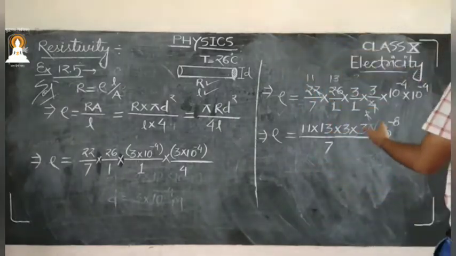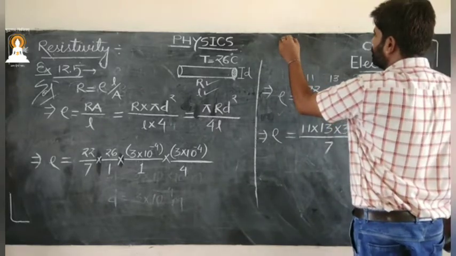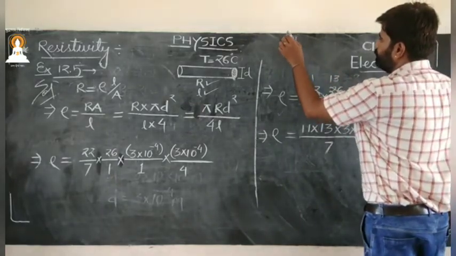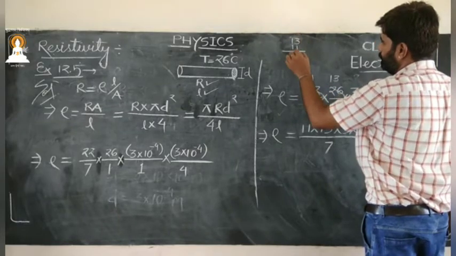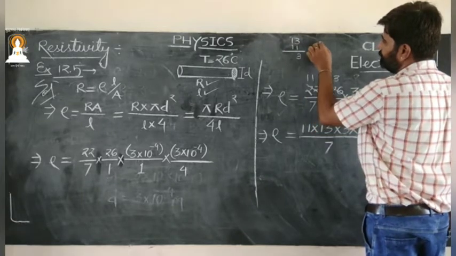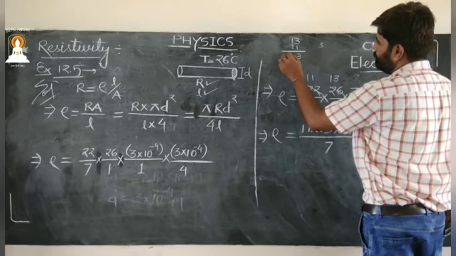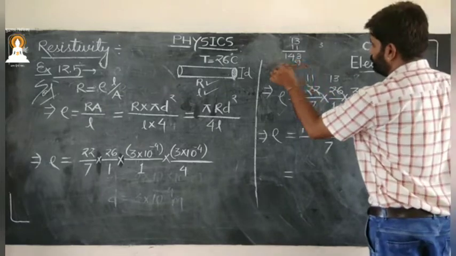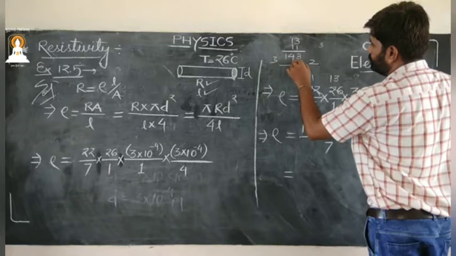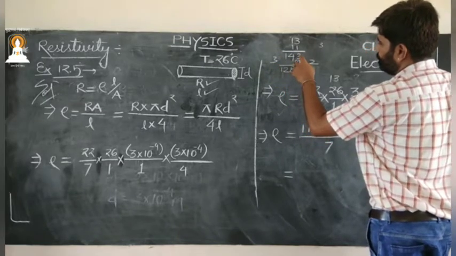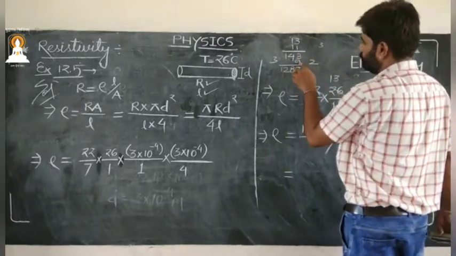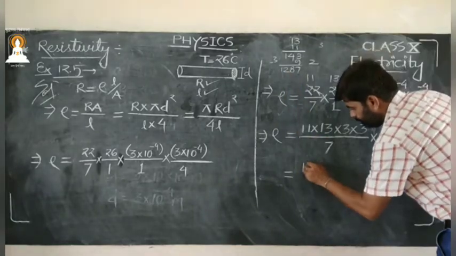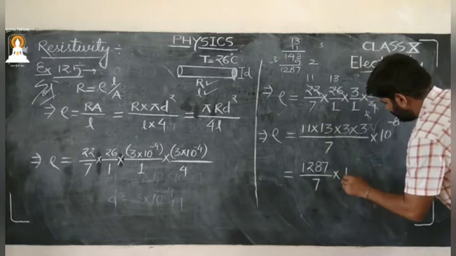Now we may calculate: 3 3s are 9, so 11 into 13 into 9. 11 into 13 is 143, and 143 into 9 gives 1287. So rho is 1287 divided by 7 into 10 to the power minus 8.